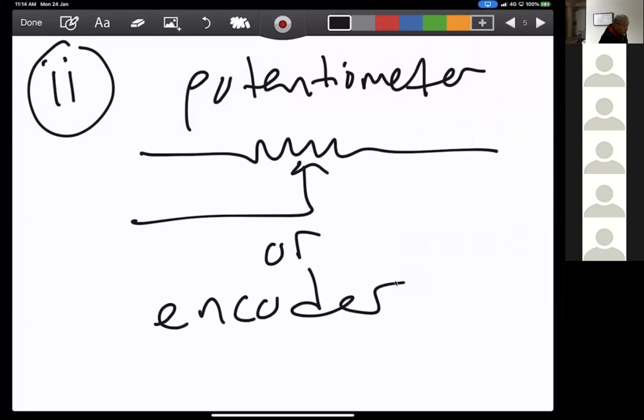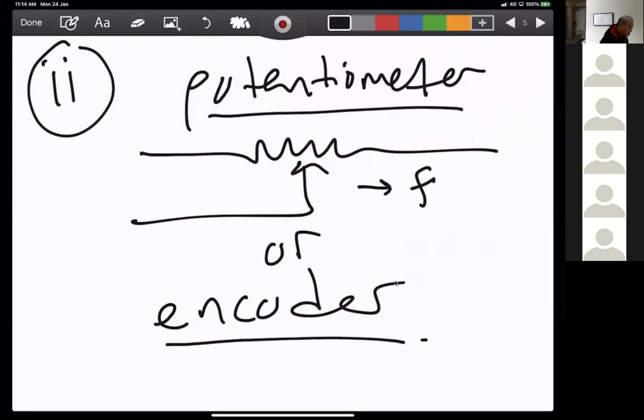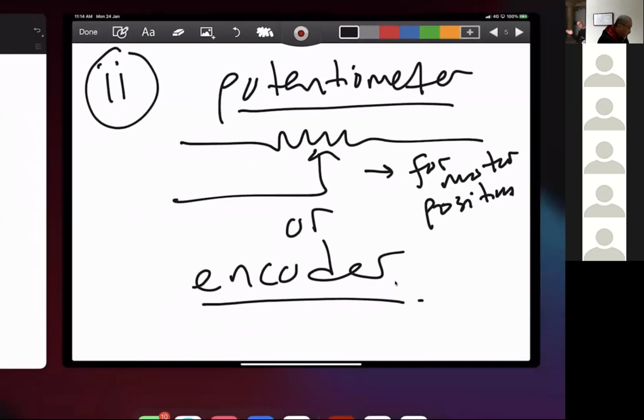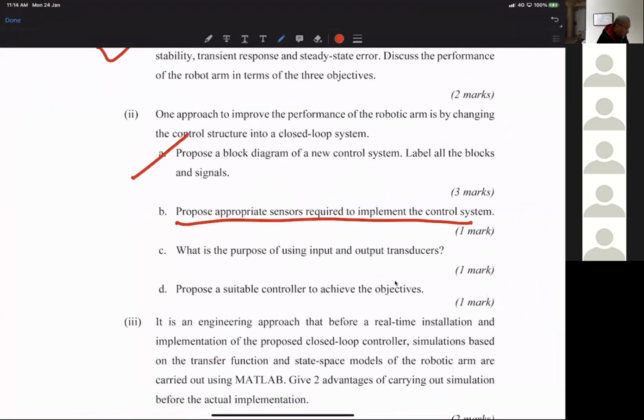So apa beza potentiometer and encoder? Zairi, Ilham? Yes, Prof. Analog, digital. Satu mahal, satu murah. Potentiometer murah, encoder mahal. Okay. What is the purpose of using an input and output transducer?